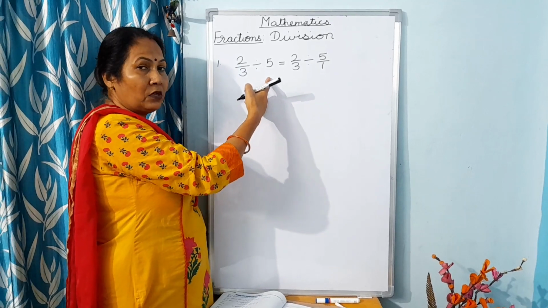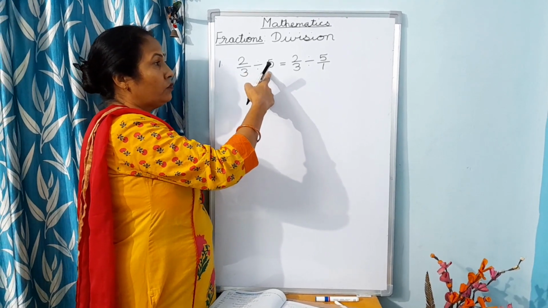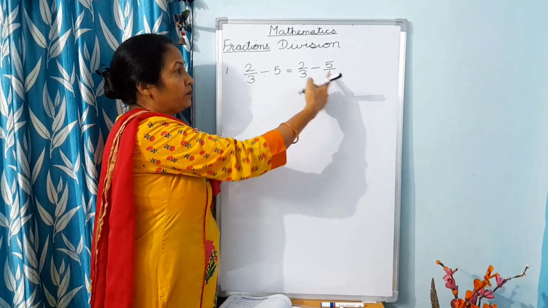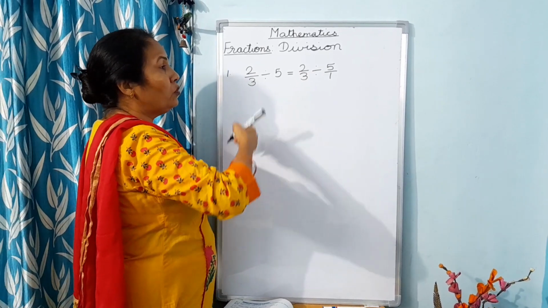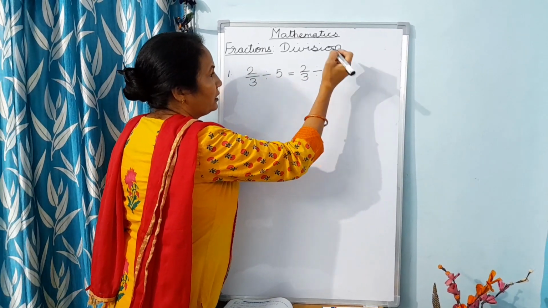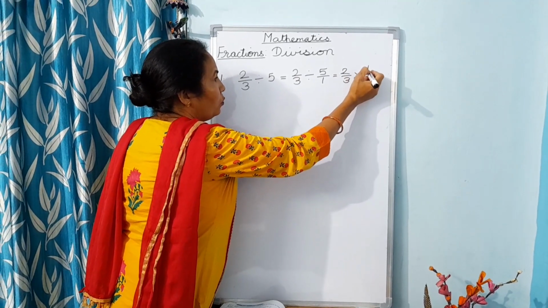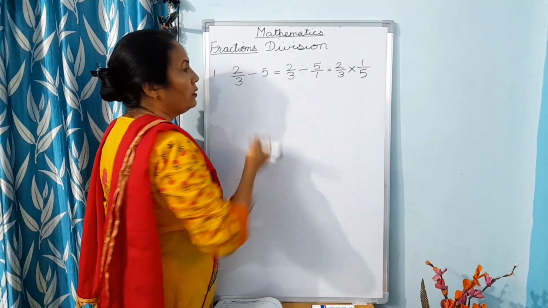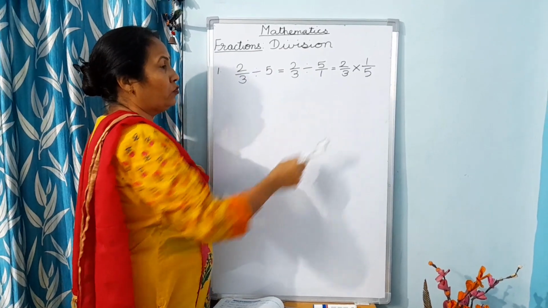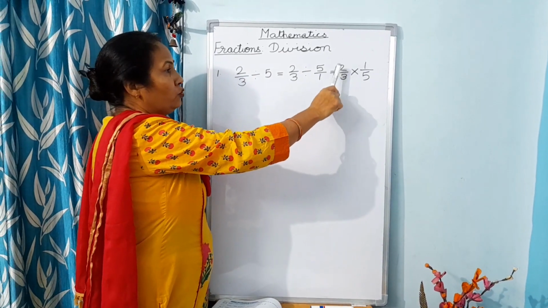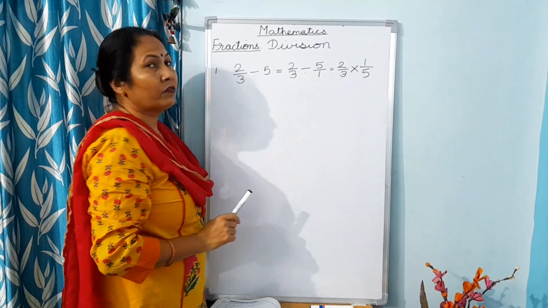Why? Because this is a whole number. So first you will write it as a fraction. Now you are going to change the sign in the next step: 2 upon 3 into 1 upon 5. Now after doing this you will see whether you can cancel the fractions.